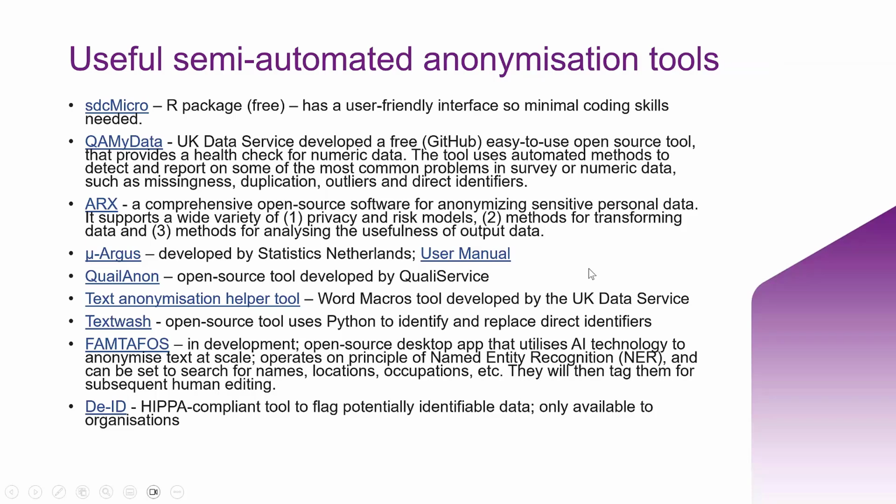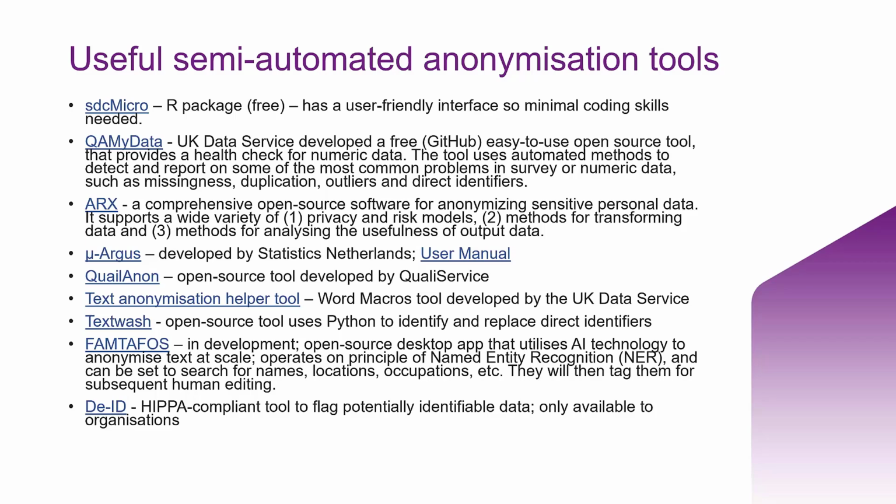There are a lot of semi-automated anonymization tools out there. The one we really like is sdcMicro, which is an R package, and is all free. R is free as well. It does have a user-friendly interface, so you don't necessarily need to know how to work in R. There are 3 lines of code to open sdcMicro that you do need to run in RStudio, but that's it. Then it prompts up the really nice graphical user interface that you can just click buttons and make sure that you're anonymizing your data.